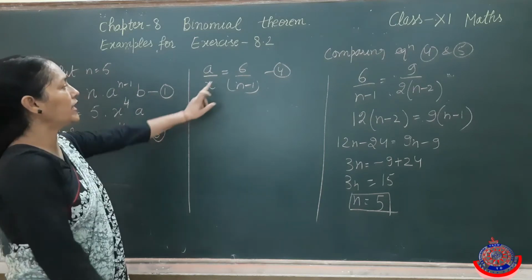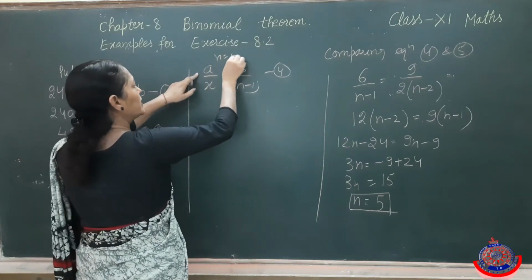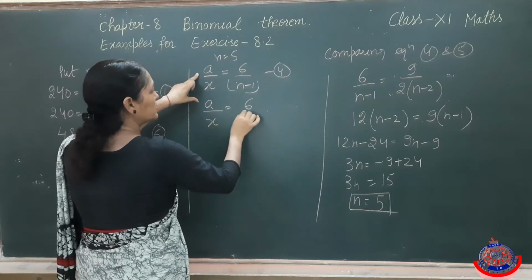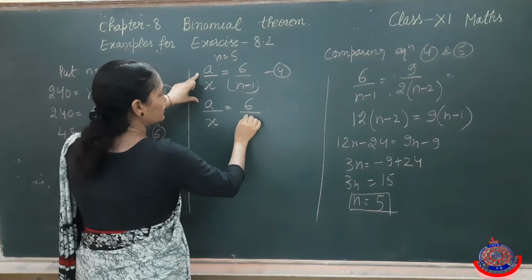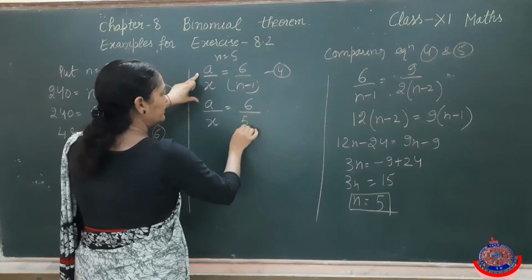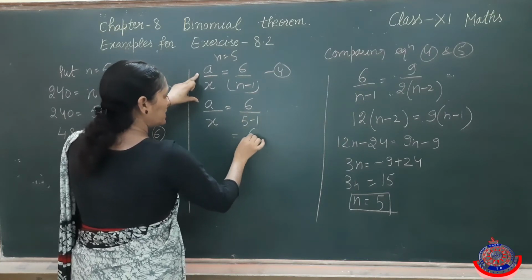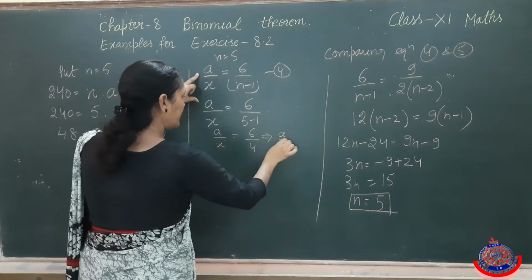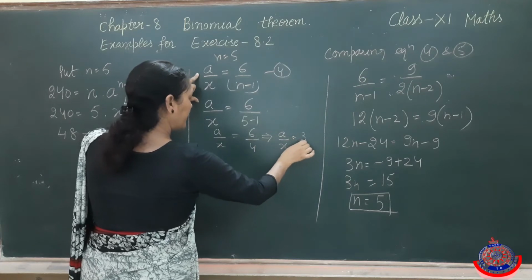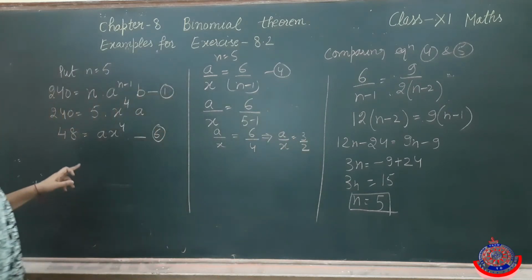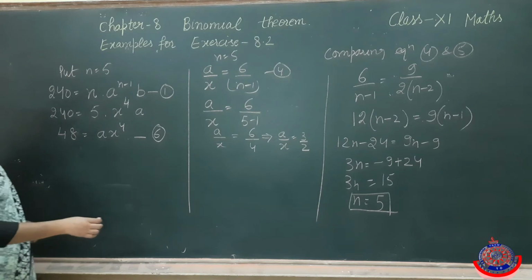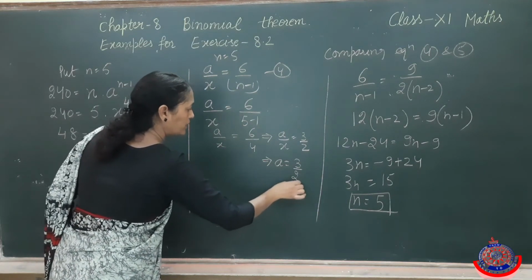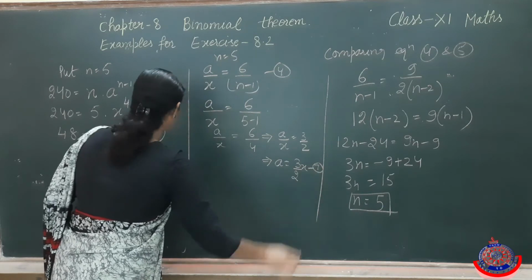And if we put n equals 5 in equation number 4, a upon x is equal to 6 upon 5 minus 1, that is 6 upon 4, which means we are getting a upon x as 3 upon 2, and a equals 3 upon 2x, it will be equation number 7.